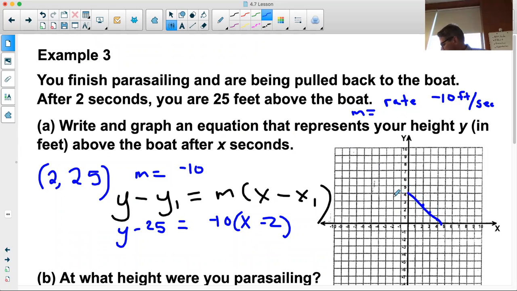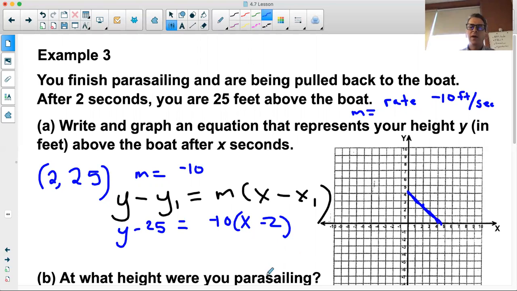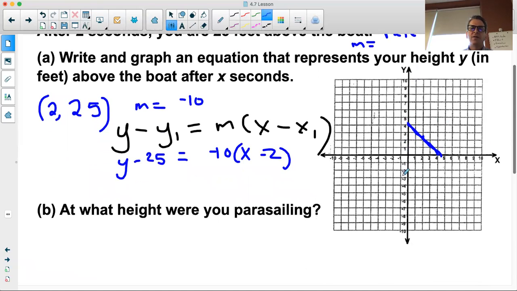Okay. So it appears you're at about 45, a little bit above here when you're coming down. And they ask you what height you were parasailing at, and that is obtained by finding the y-intercept by setting x equal to 0. So we can do that quickly. So I go y minus 25 is equal to negative 10 times x, which is 0. I'm just going to put 0 in there, minus 2.